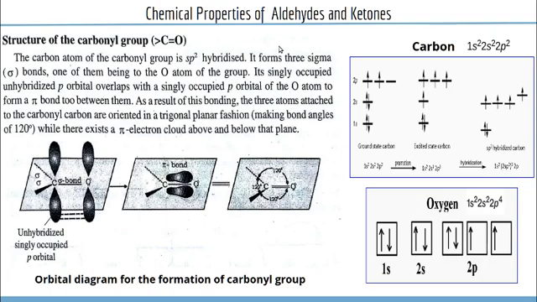Usually, aldehydes and ketones react differently with different types of reagents. So we have to think about why aldehydes and ketones behave differently in different chemical reactions. For that, first we have to know the structure of the carbonyl group, C=O. The carbon atom of the carbonyl group is sp2 hybridized.